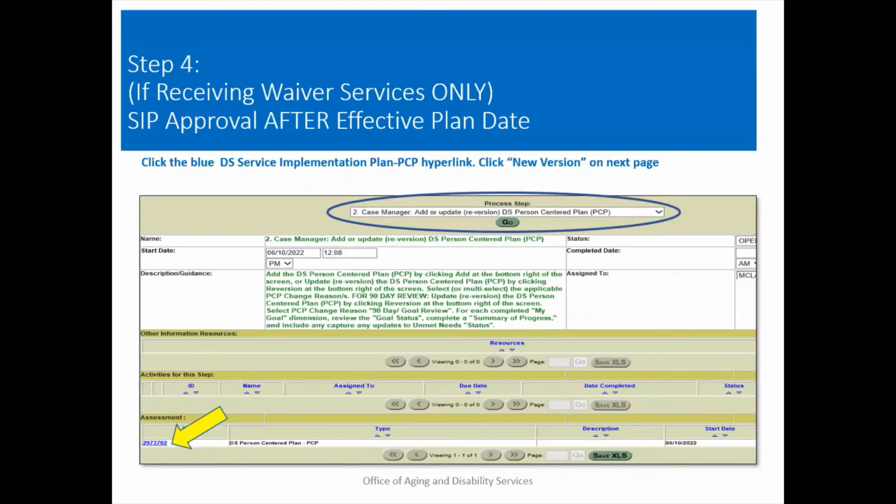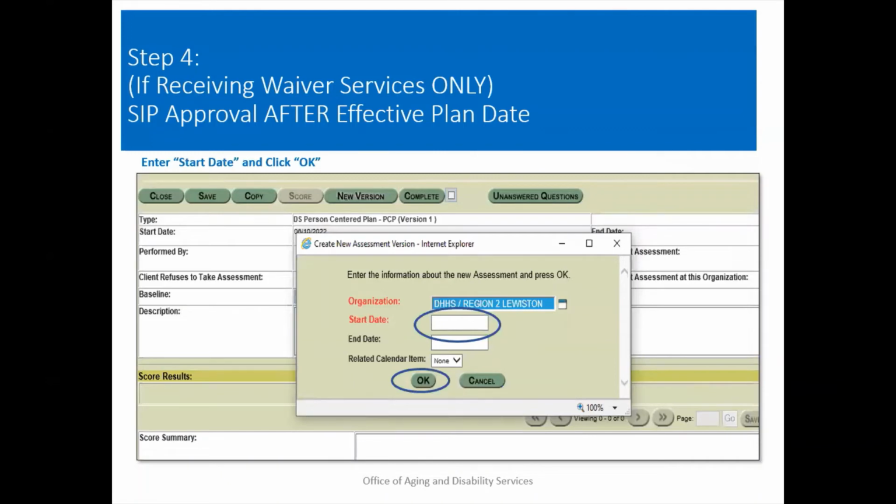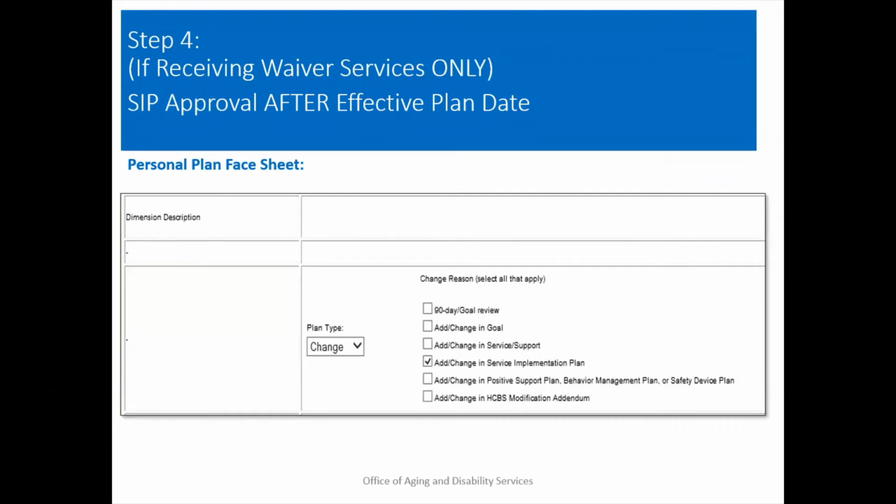At times, selection of a waiver service provider and development of a service implementation plan will occur after the PCP effective plan date. In that case, the case manager will go back to the PCP in Step 2 and reversion the PCP to update the face sheet. The start date of the new version is the date that you reversion to complete the update. Click OK. Update the PCP plan type on the face sheet to indicate change. Select Change Reason, Add, or Change in Service Implementation Plan.